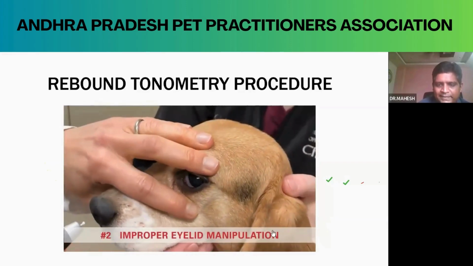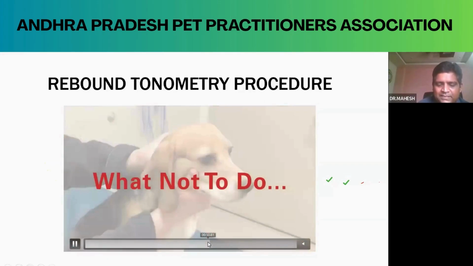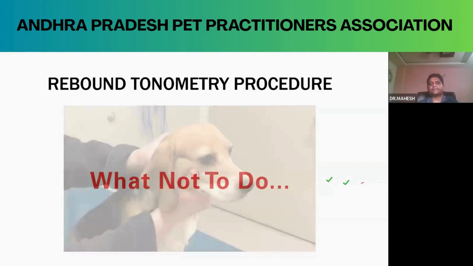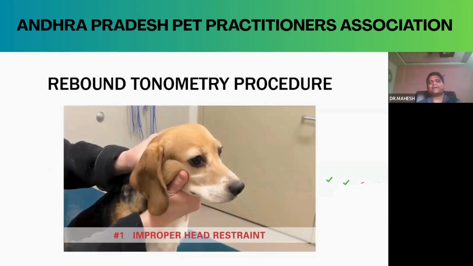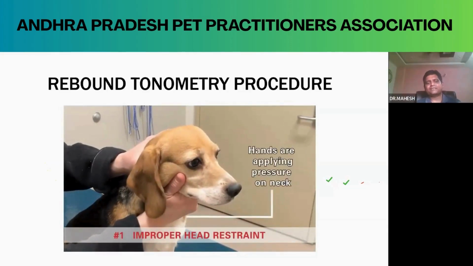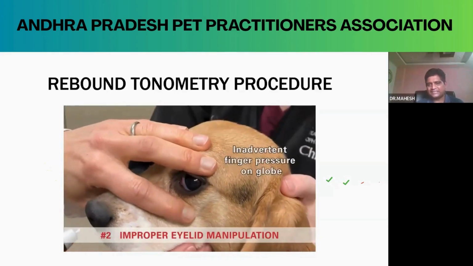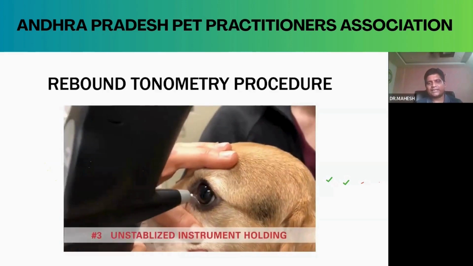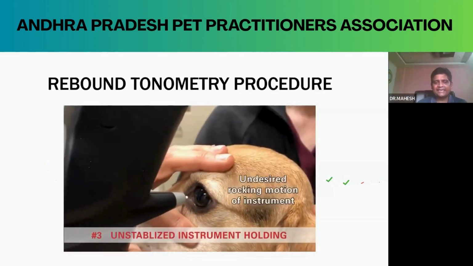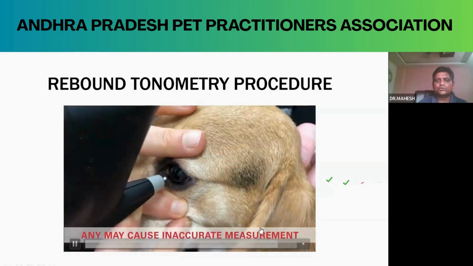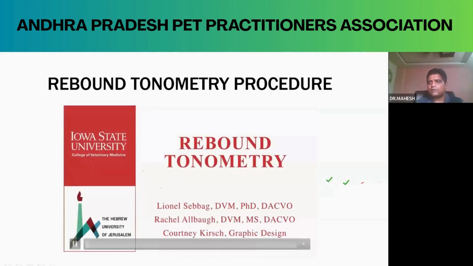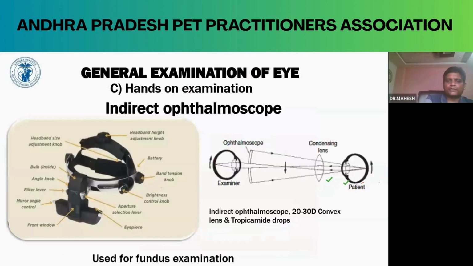So what should not be done during the IOP measurement? These are the things not to do during the measurement. Improper head restraint, where they are applying pressure on the neck, should not be done. Also, they are applying pressure on the eyelids. Whenever you apply pressure on the eyelids, it will automatically cause pressure on the globe. And here they are shaking the instrument. So we should not do these things whenever we are applying this rebound tonometer.